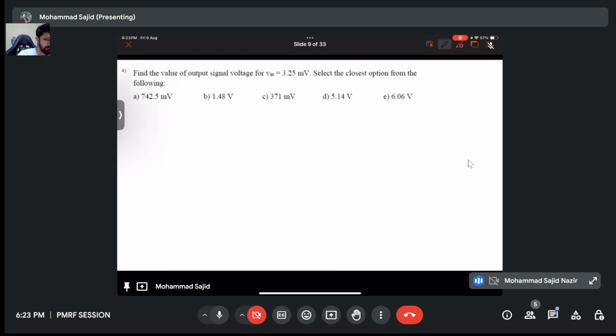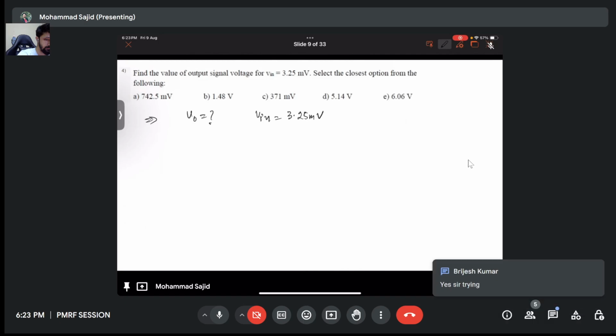Okay, so the next part of this question is find the value of output signal. Now we need to find V naught, V output, for V in of 3.25 millivolt. Select the closest option from the following. Can you give it a try? I will wait, then I will show. Sure, give it some time.